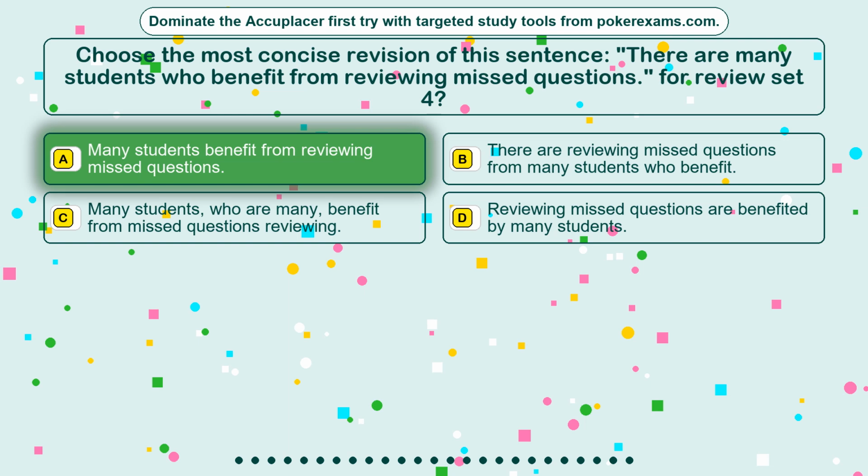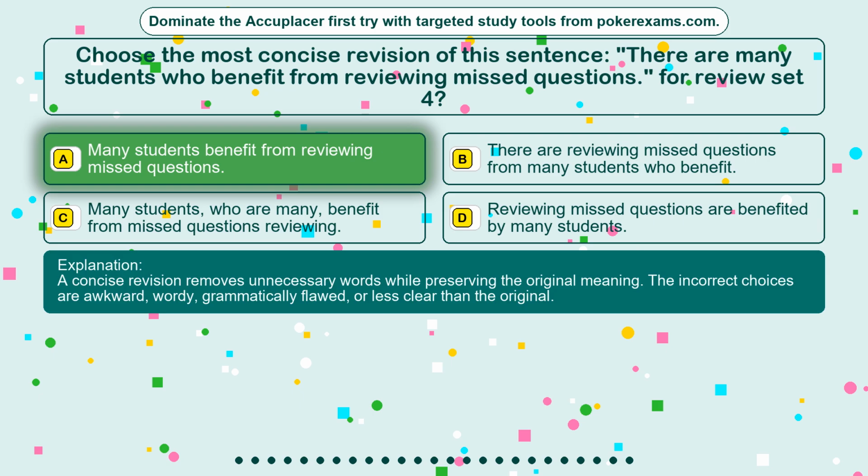The correct answer is option A. Many students benefit from reviewing missed questions. A concise revision removes unnecessary words while preserving the original meaning. The incorrect choices are awkward, wordy, grammatically flawed, or less clear than the original.